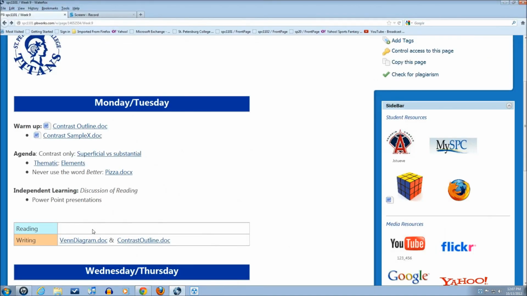What I'd like you to have done for Wednesday is to try to fill out a Venn diagram, much like the pizza one we just looked at, and try to compile some form of a contrast outline to see if you're beginning to organize your thoughts and get this paper moving.